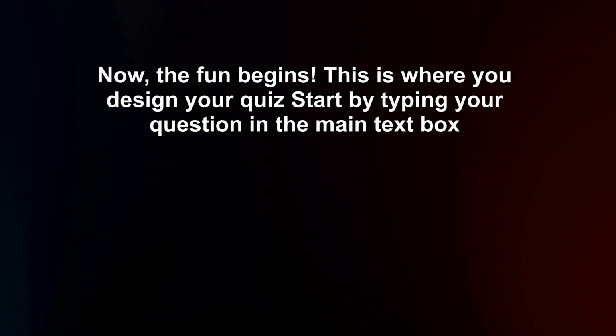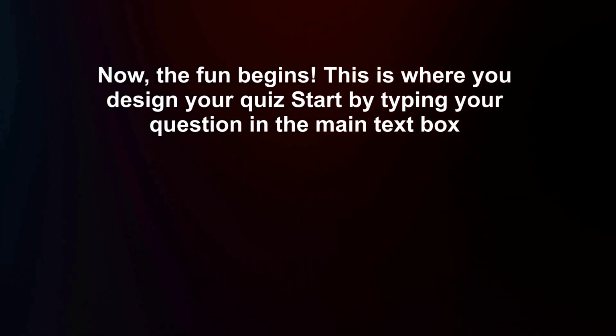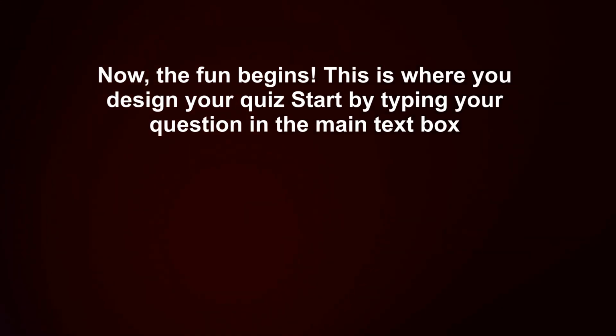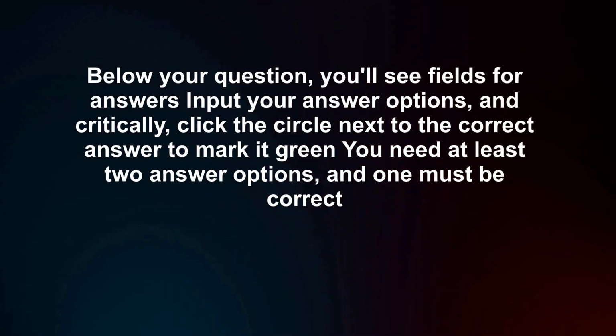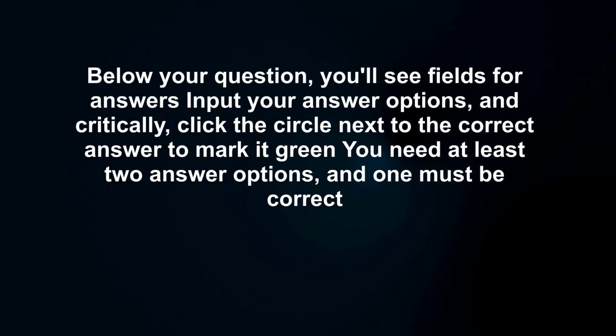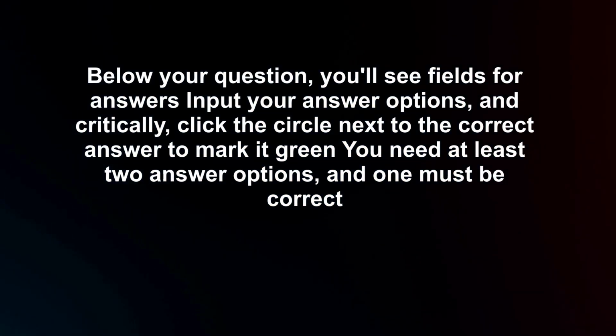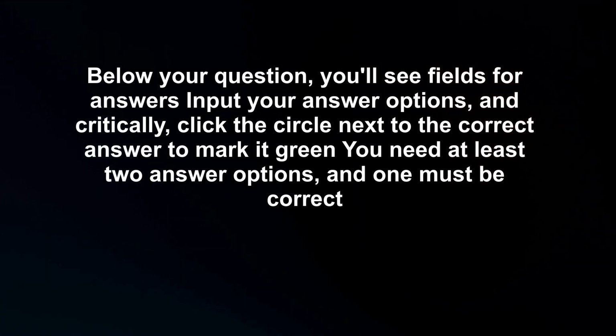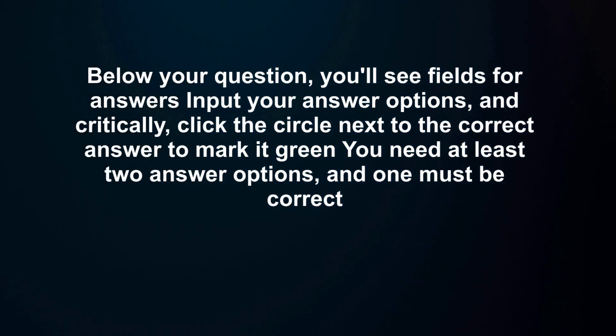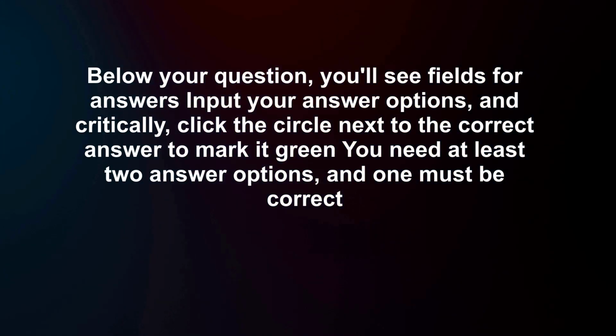Now, the fun begins. This is where you design your quiz. Start by typing your question in the main text box. Below your question, you'll see fields for answers. Input your answer options, and critically, click the circle next to the correct answer to mark it green. You need at least 2 answer options, and one must be correct.